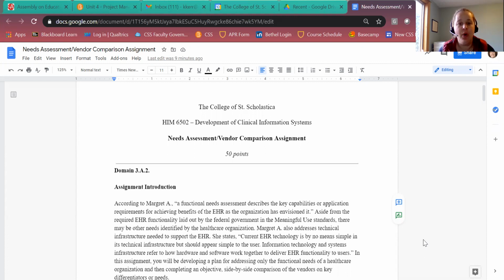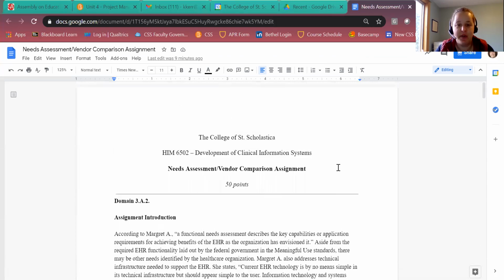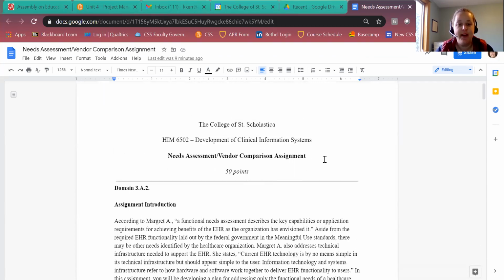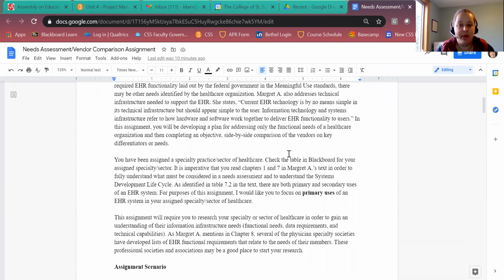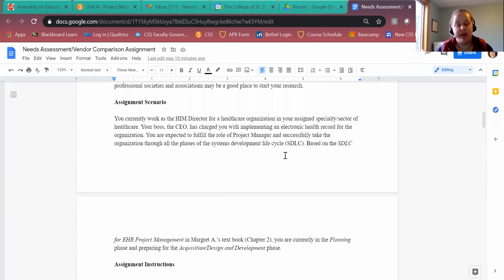So I wanted to give a little bit of an overview for the needs assessment vendor comparison assignment that is due this Sunday. I believe it's the 14th. I have the actual assignment instructions pulled up here, for 50 points. As usual, I'm not going to read the introduction, but please do that so that you understand the purpose of this assignment and how it fits into the unit we're working through.